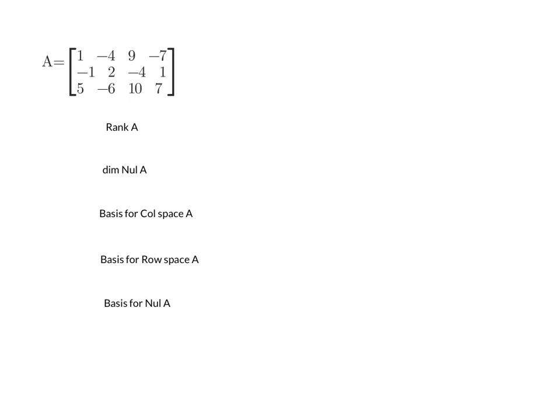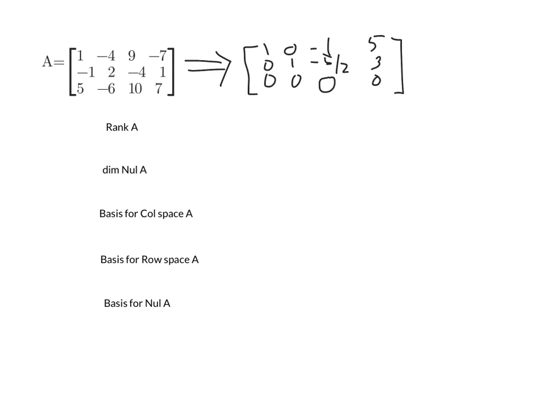We're given a 3x4 matrix and we're asked to find several properties involving rank and basis and so forth. First off, I just want to reduce the matrix. And we end up with a matrix with a leading 1 in the first column, leading 1 in the second column. We'll get negative 5 over 2, 0, 5, 3, and 0.